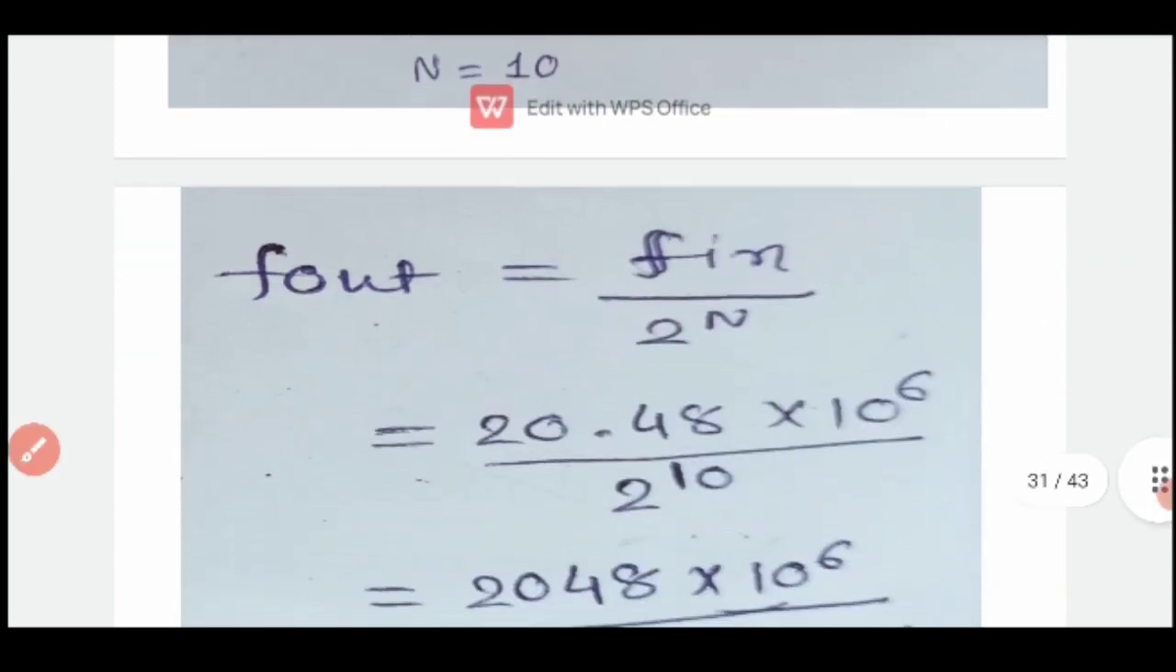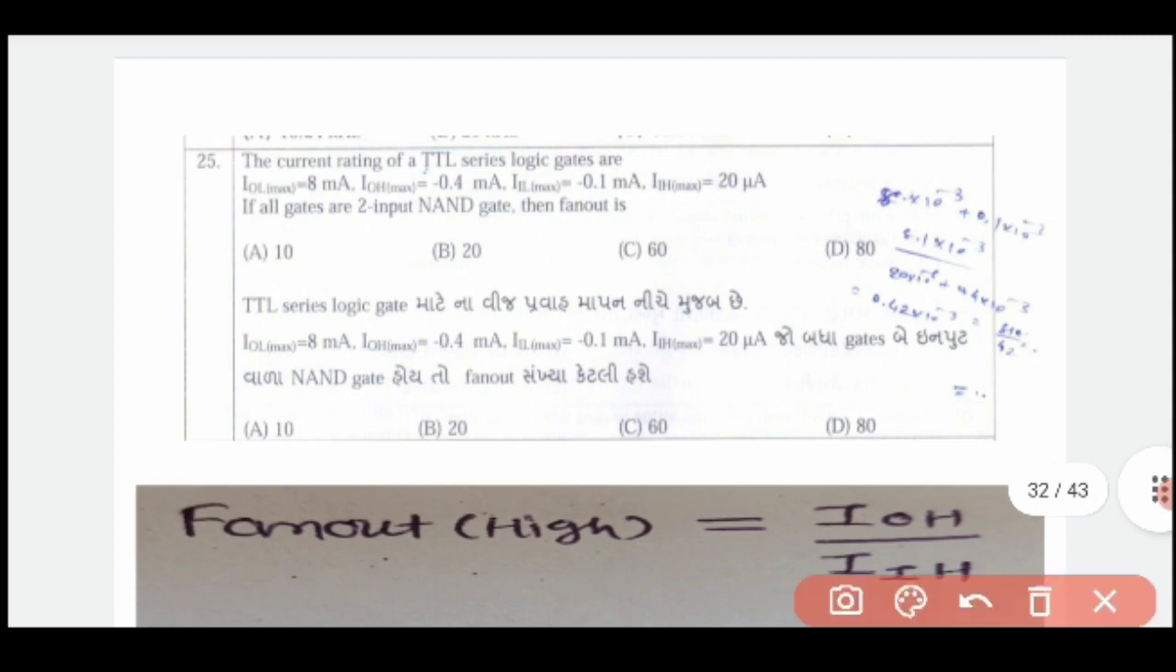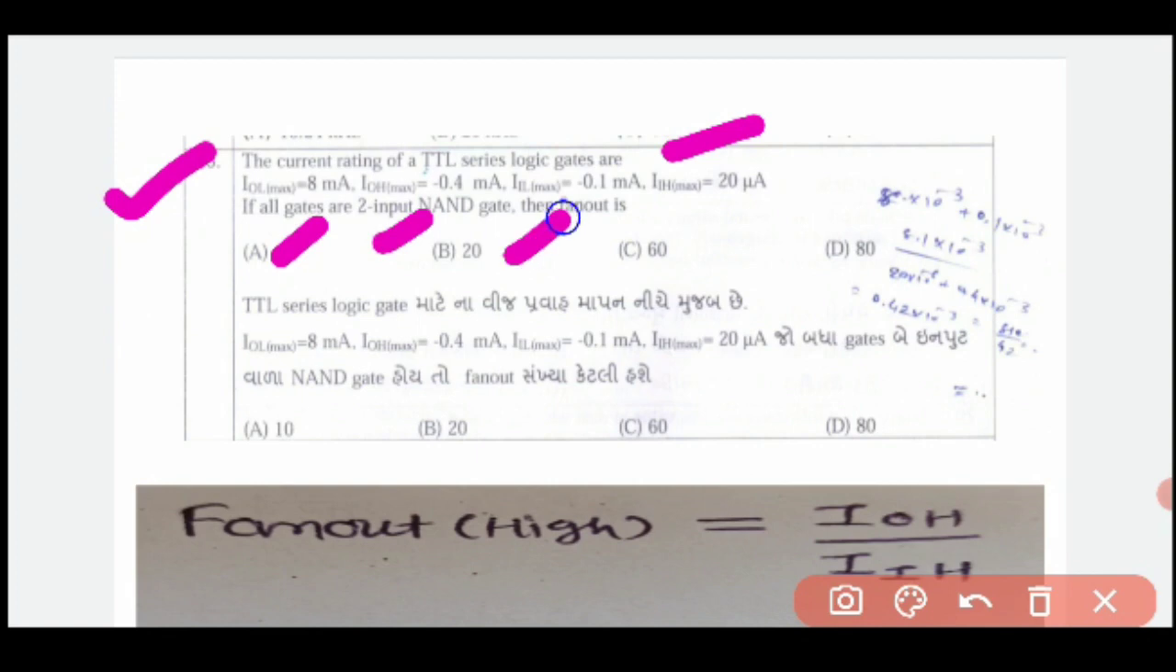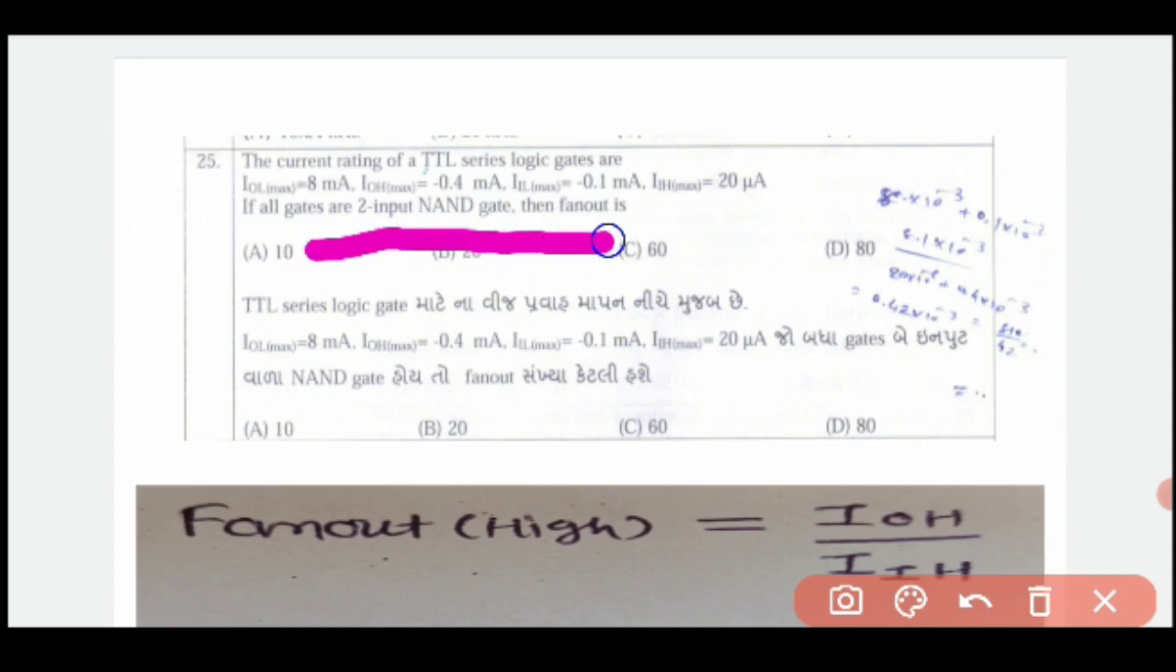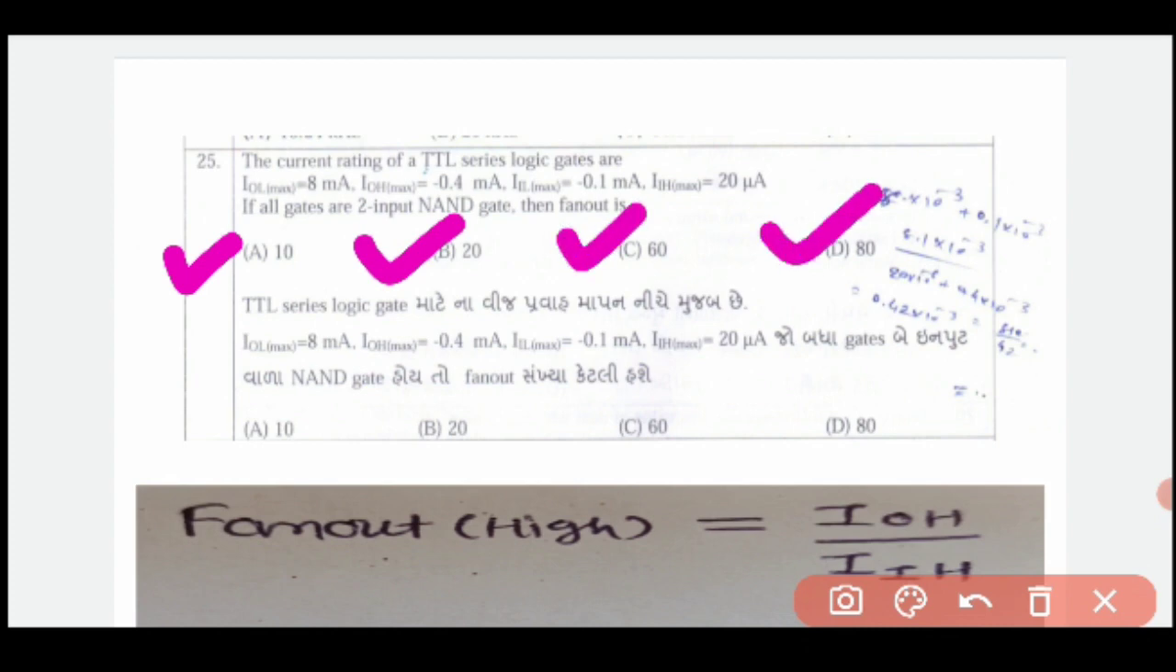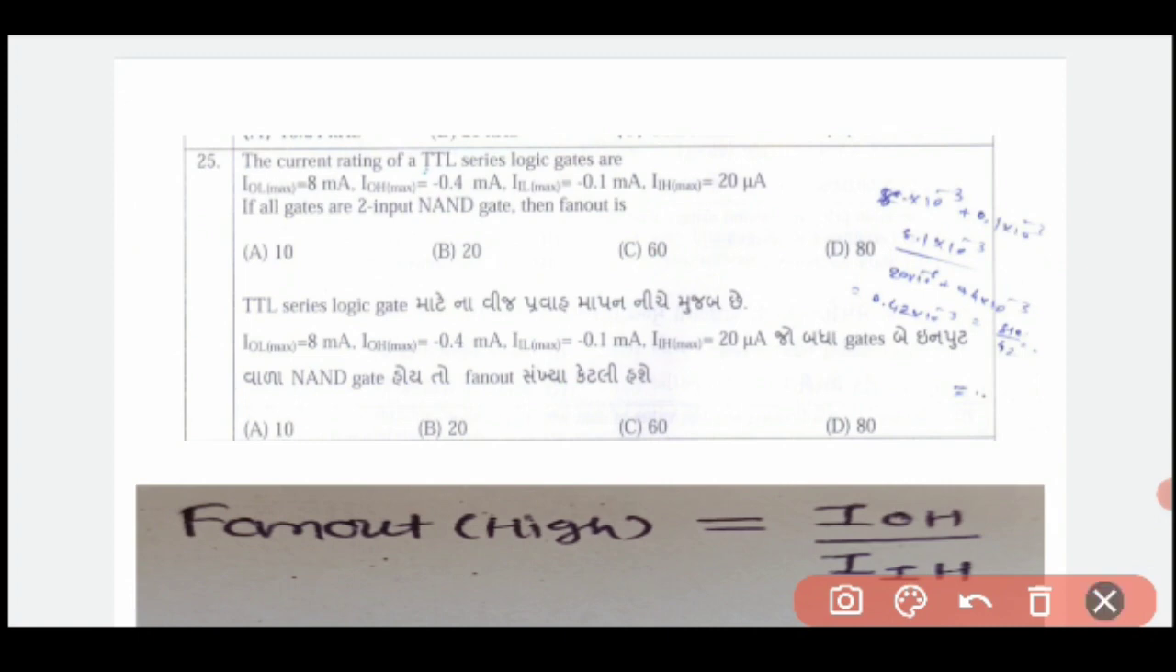Now question number 25. The current ratings of the TTL series logic are IOL maximum equal to 8 milliampere, IOH maximum minus 0.4 milliampere, IIL maximum minus 0.1 milliampere, IIH maximum 20 microampere. If all gates are 2 input NAND gates, then find the F out, which is fan out. Option A 10, option B 20, option C 60, option D 80. Then the answer is 20. We have the solution below the question.